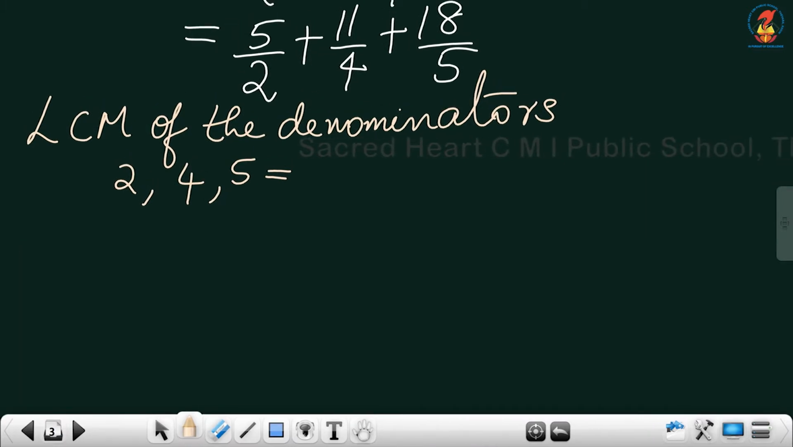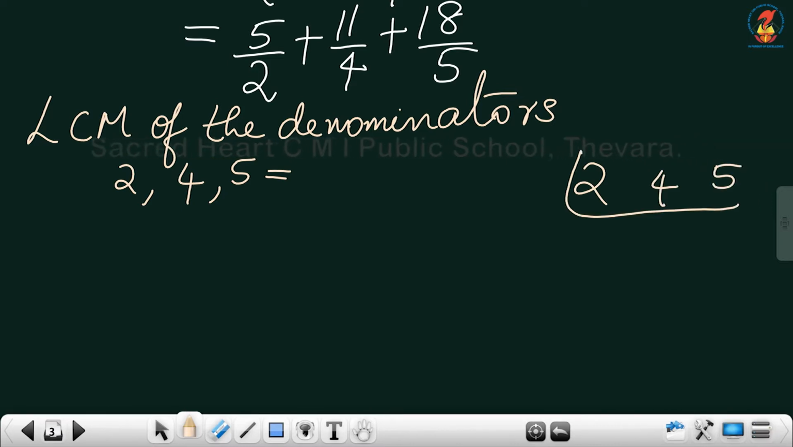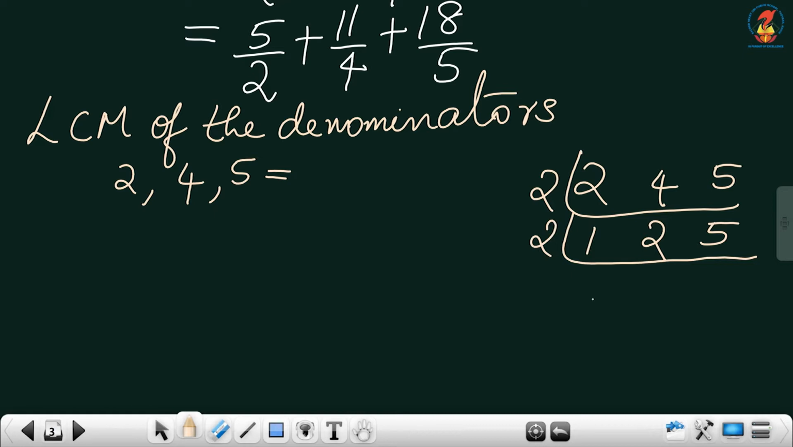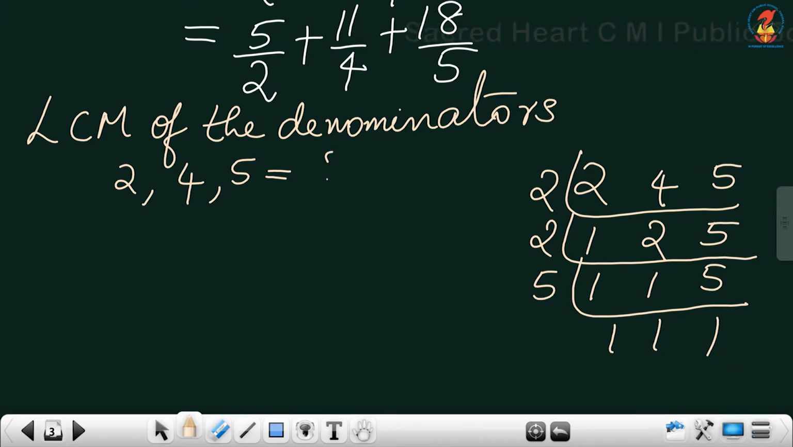Okay. Now 2, 4, 5. We already studied LCM in your class 6. Take the smallest prime number which will divide at least one number. So 2 divided by 2, what is the answer? 1. 4 divided by 2 is 2. 5 is not possible, you write the same number. Again which prime number you have to take? You have to take 2 itself. 1, 1, 5. Again 5, 1, 1, 1. So what is the LCM? 2 into 2 is 4. 4 into 5 is 20. So we got the LCM as 20.